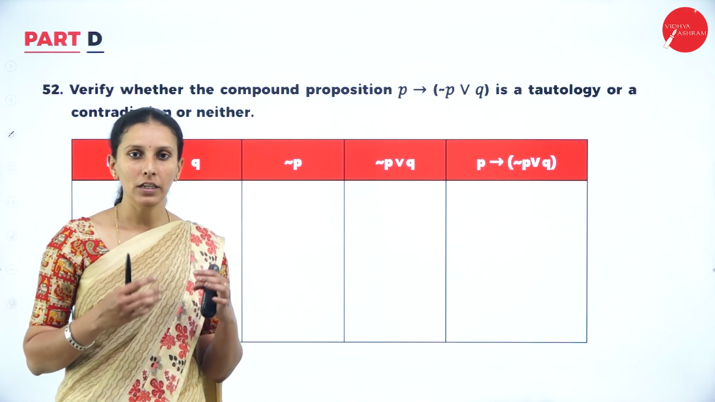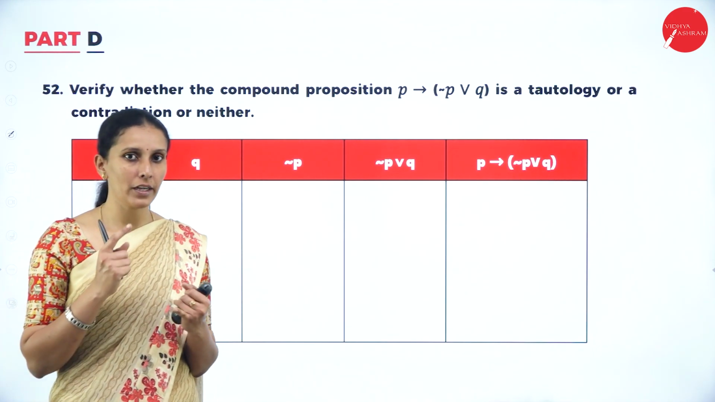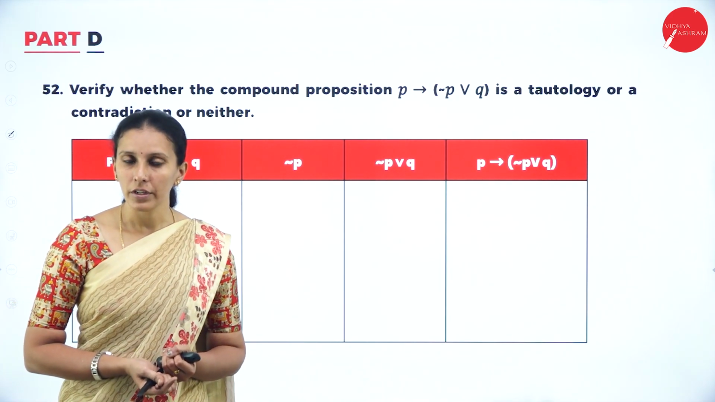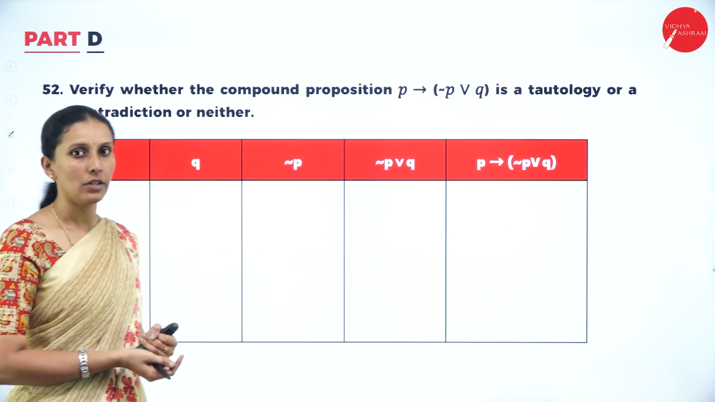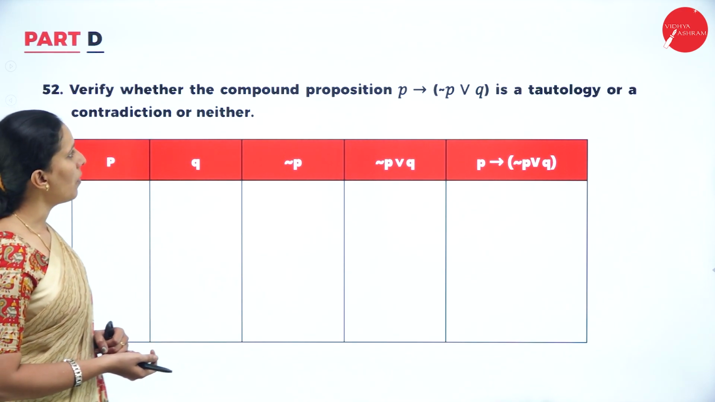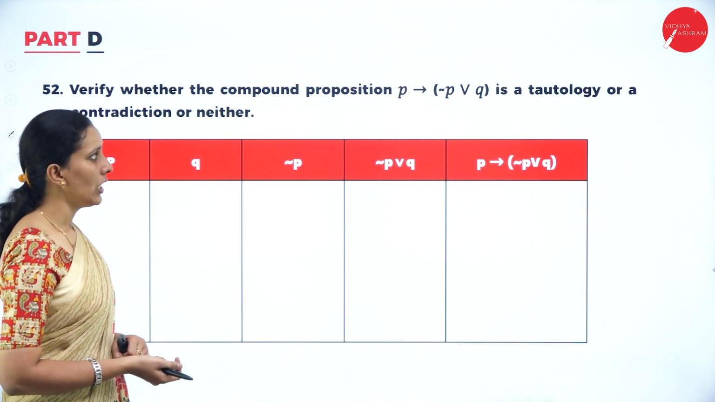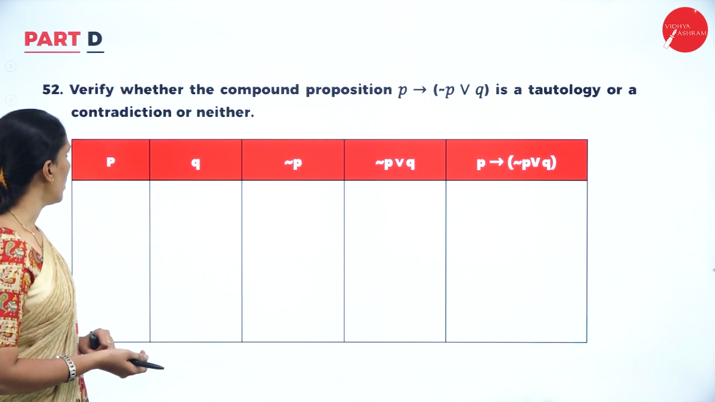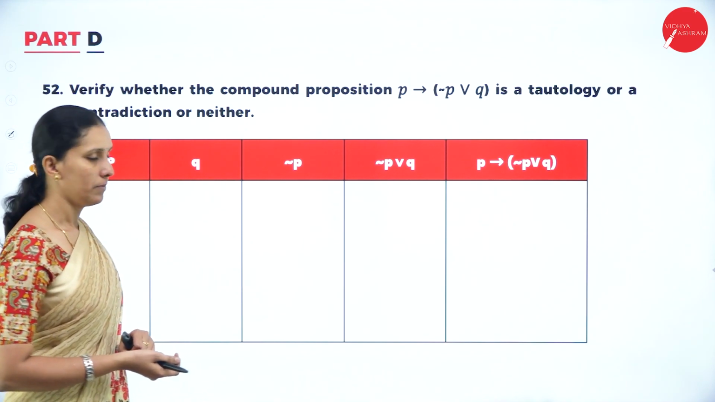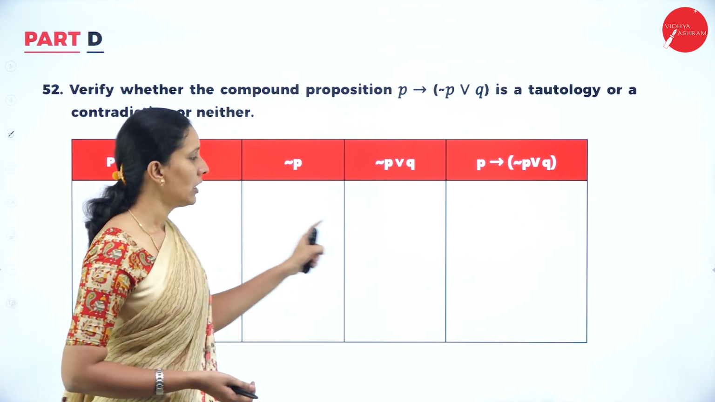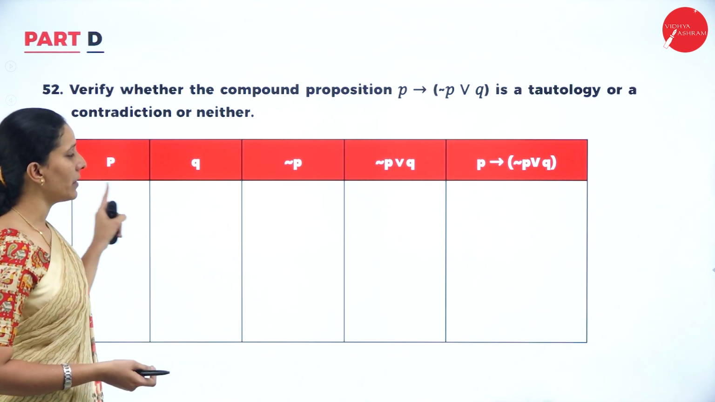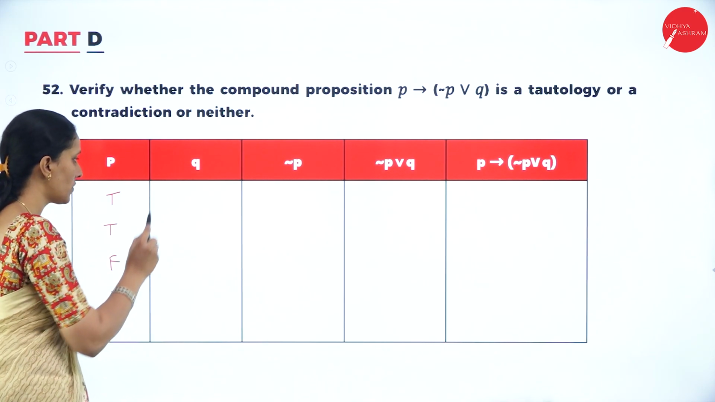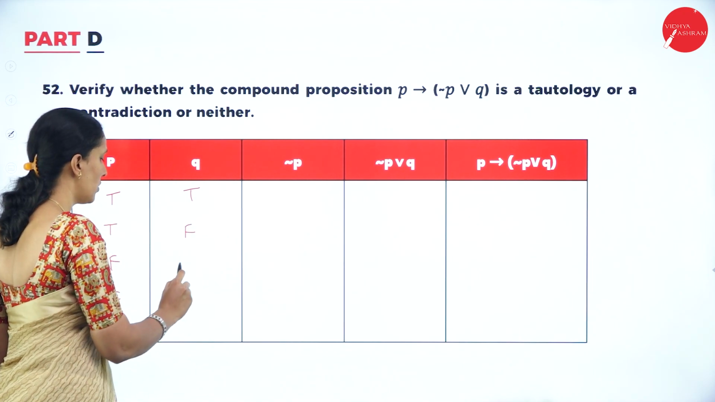Next you will be getting a question from mathematical logic, that is to find the logical equivalence, or to find whether the compound proposition is a tautology, a contradiction, or neither tautology nor contradiction. Let's verify whether the compound proposition P conditional (not P disjunction Q) is a tautology or a contradiction or neither. Based on the statements, I have written the table here. We need two statements P and Q. Let me take P as true, true, false, false, and Q as true, false, true, false.